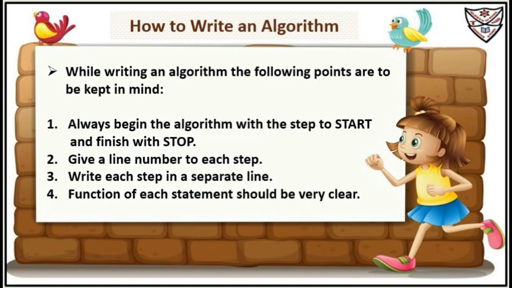How to write an algorithm? While writing an algorithm, the following points are to be kept in mind. First, always begin the algorithm with the step start and finish with stop. Second, give a line number to each step. Third, write each step in a separate line. Fourth, the function of each statement should be very clear.